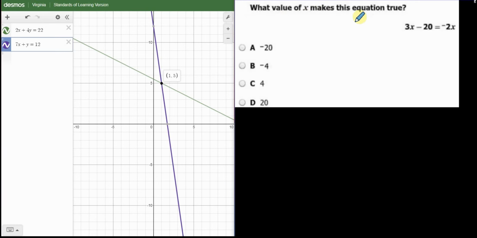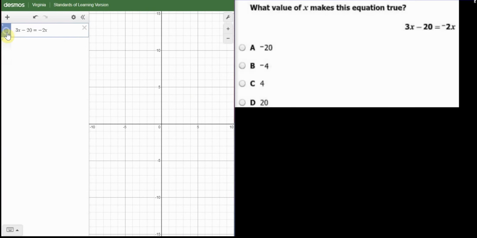All right, what value of x makes this equation true? So here we go. We've got it typed in. Well, it graphs the vertical line. Let's see where it hits. It hits at 4, 0. So our answer is x equals 4. And we are done with that one.